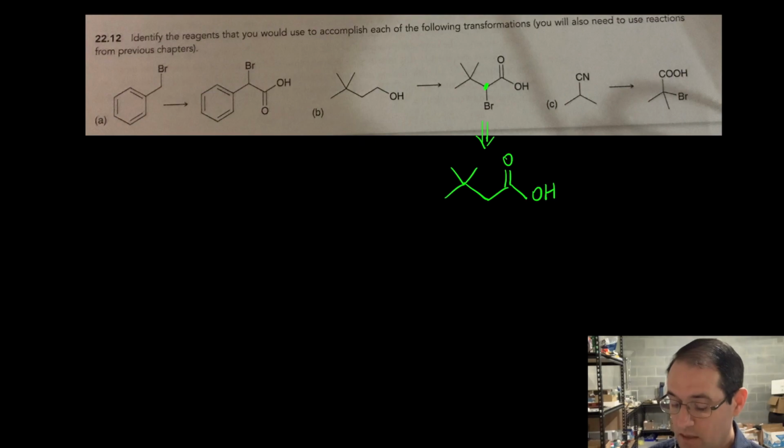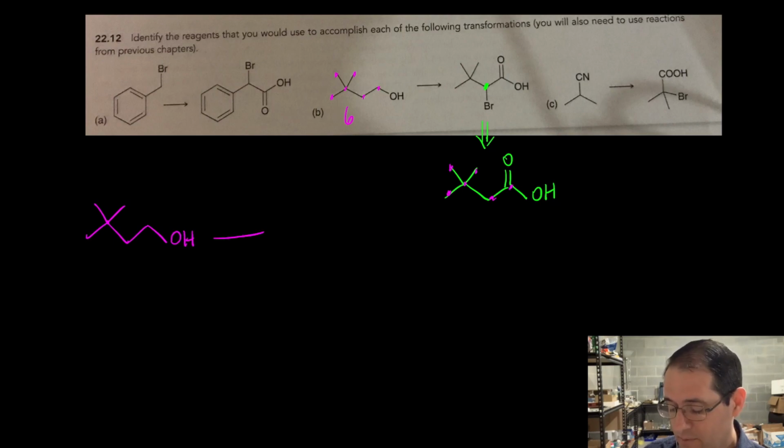Let's start counting carbon atoms. There's this tert-butyl group here, 1, 2, 3, 4, 5, 6 carbons. And over here we have 1, 2, 3, 4, 5, 6 carbons. So we're not increasing the number of carbons. We are simply changing the functional group, an alcohol to a carboxylic acid. So I think you know already how to do that. So let's sketch in the answer here.